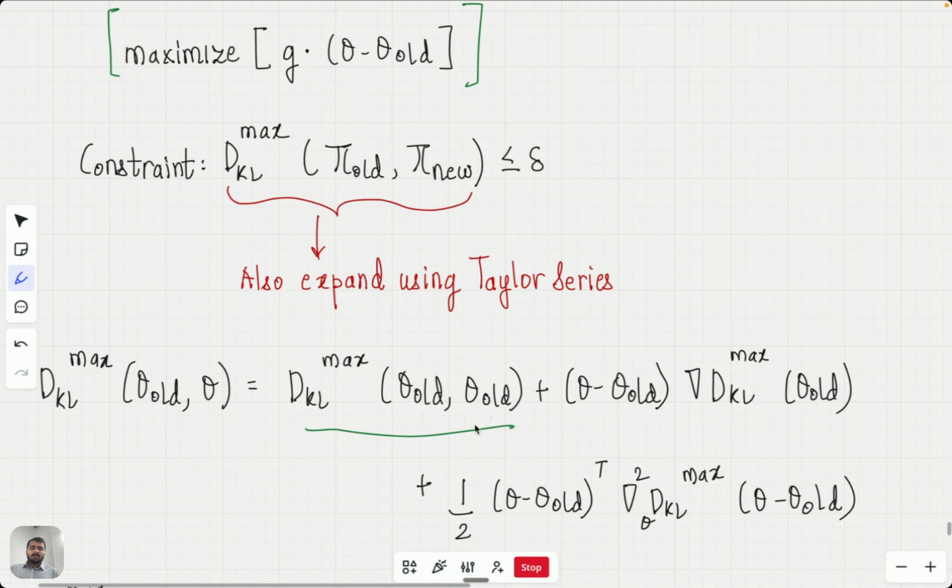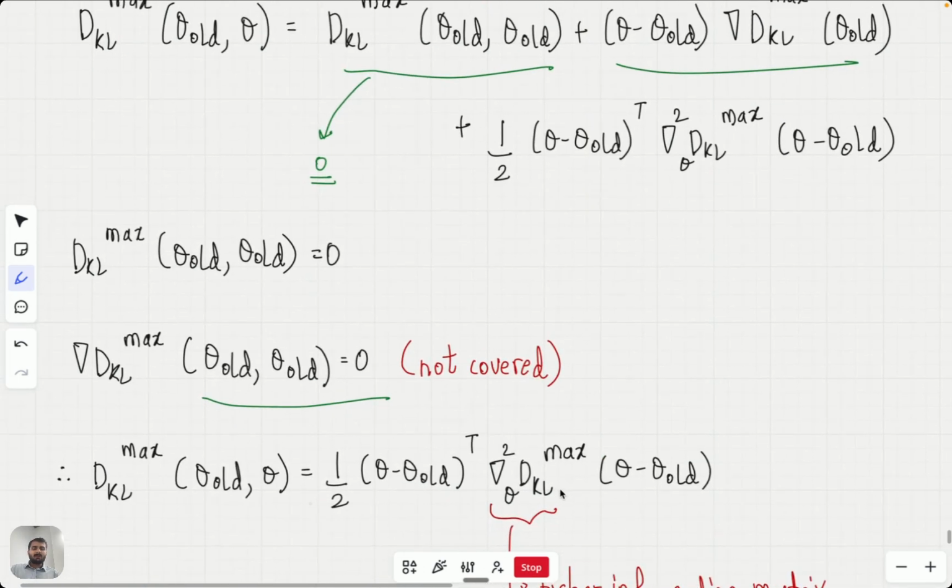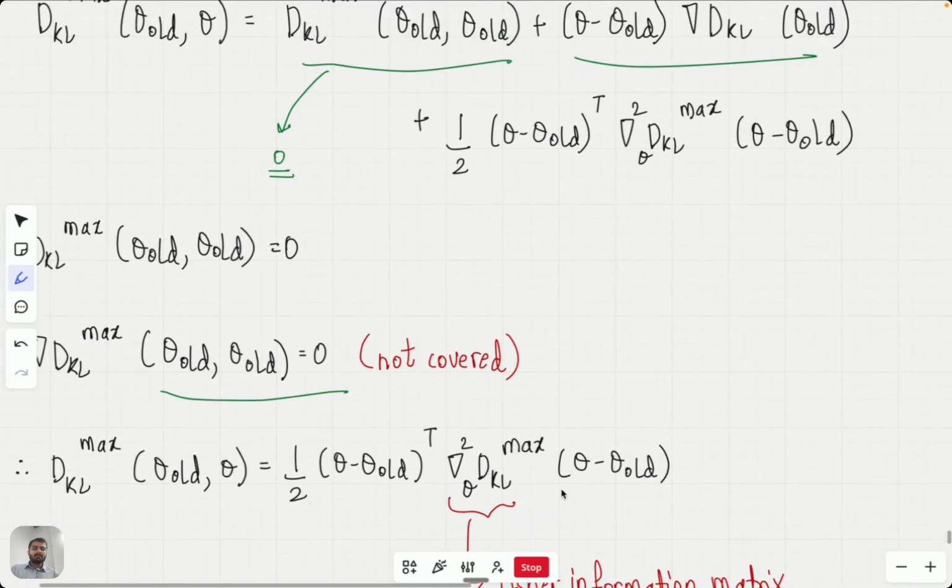So again, the base you consider as theta old, and this is the first order and second order. Now, what is the value of this KL divergence of theta old, comma theta old? This is zero because you are considering the same probability distributions. It turns out that this is also zero, which I'll not be covering in this lecture. So the only thing you have is a quadratic approximation to the KL divergence approximation.